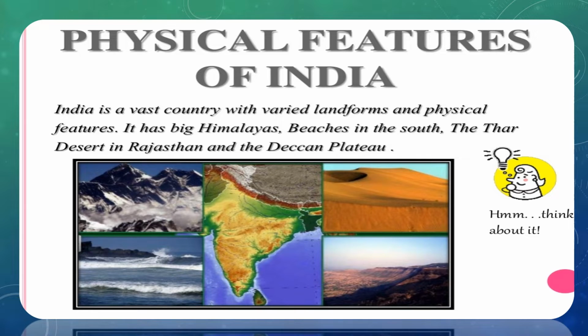So when we talk of the physical features of India, we have to understand that India is a vast country with varied landforms and physical features. While we know that it has big Himalayas, there are beaches in the south, the Thar Desert in Rajasthan, and the Deccan Plateau in the center of the country. So my little caricature there says, think about it. Look at the diversity in the physical features of our nation.